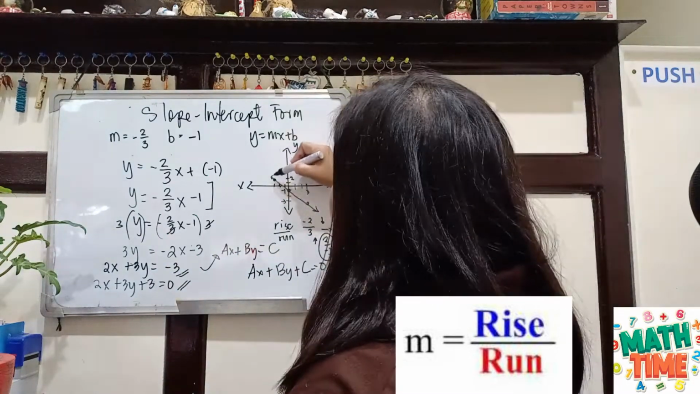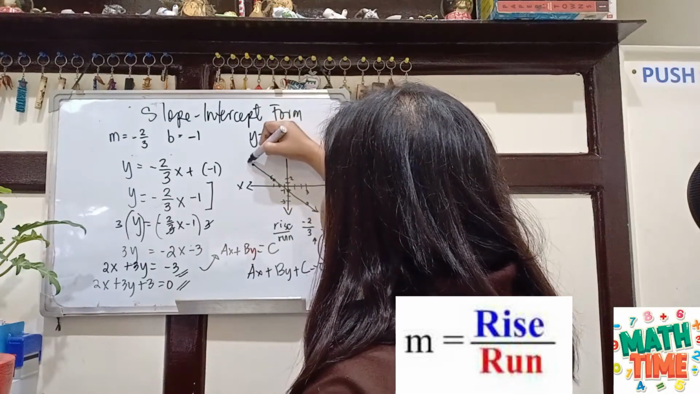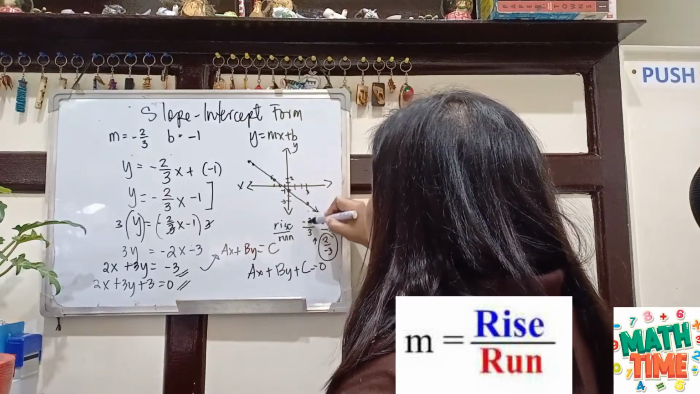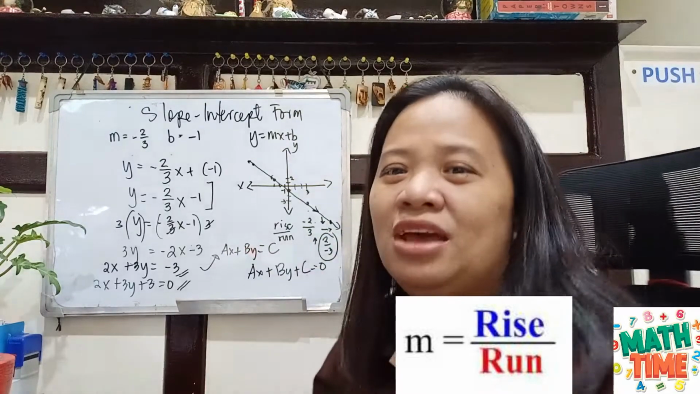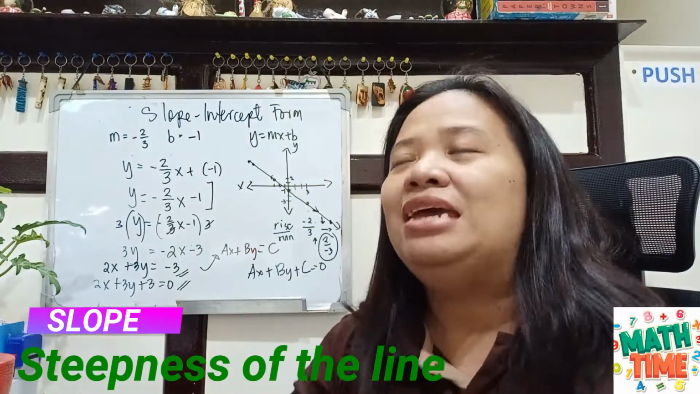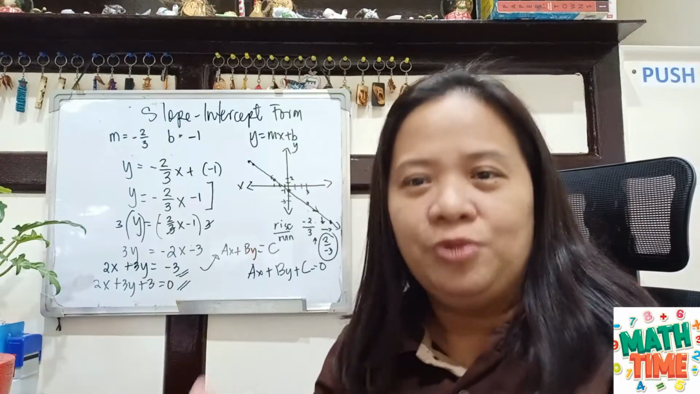Okay? So, if I'm going to extend 1, 2, 1, 2, 3 here, they will still lie on the same line. That's the use of the slope. It tells about the steepness of the line. Okay? I hope you get that.